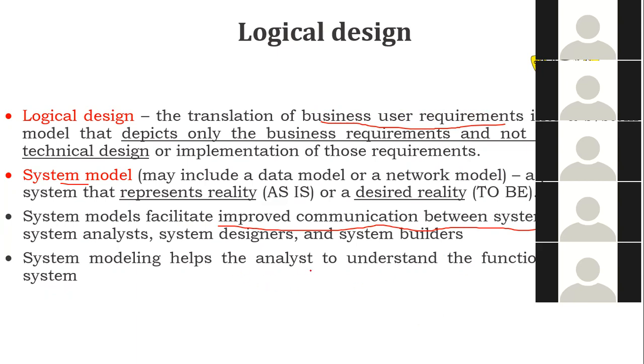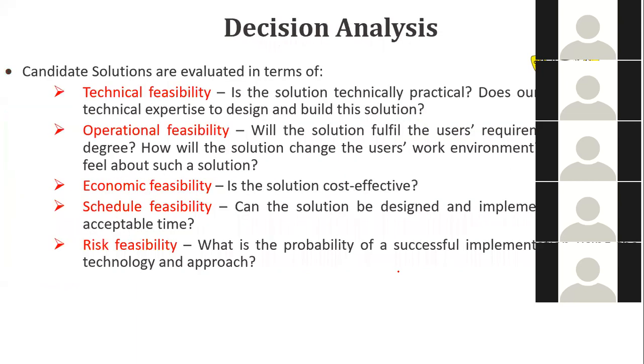So the system modeling helps the analyst to understand the functionality of the system. We come to decision analysis. This is where we begin to identify which technologies we want to use, what the solution will be. In this stage, we start looking at technical feasibility. What technical capability is going to be required?